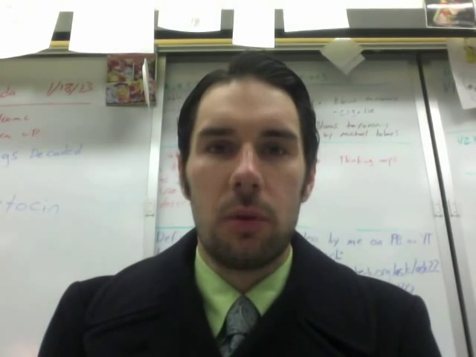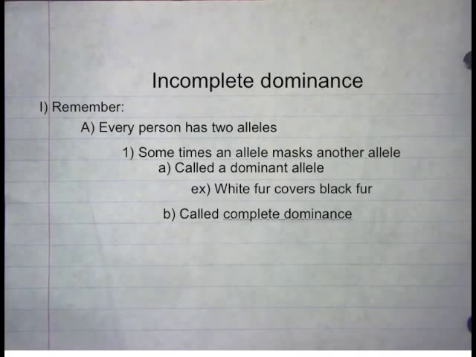First, let's have a refresher on what complete dominance is. Remember, every person has two alleles. Sometimes alleles mask one another. This is called the dominant allele. For example, white fur can cover black fur. This is called complete dominance.